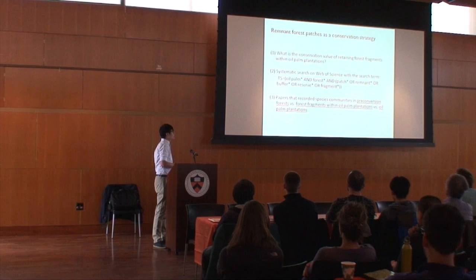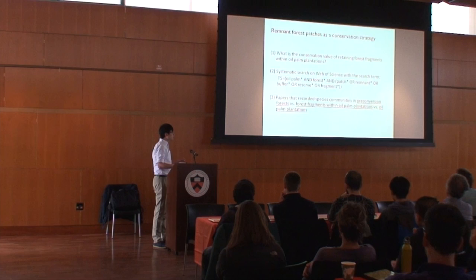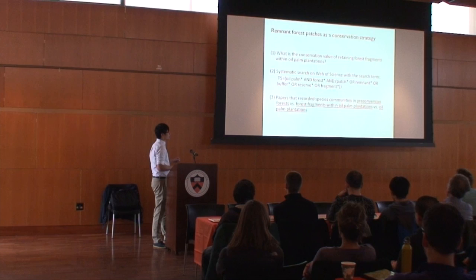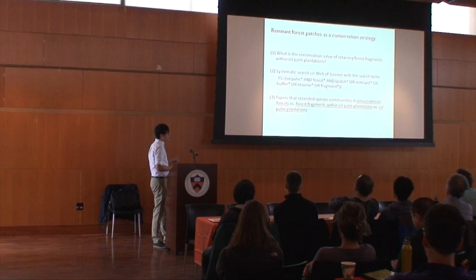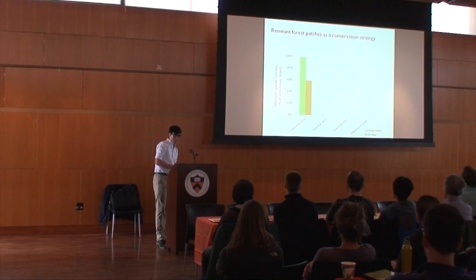So I did a systematic search on Web of Science with these search terms, because I want to identify studies that have looked at biodiversity values in fragments. I looked specifically at studies that recorded species communities in pre-conversion forests versus forest fragments within oil palm plantations versus just oil palm plantations. After doing the review, what I found was actually just four studies.